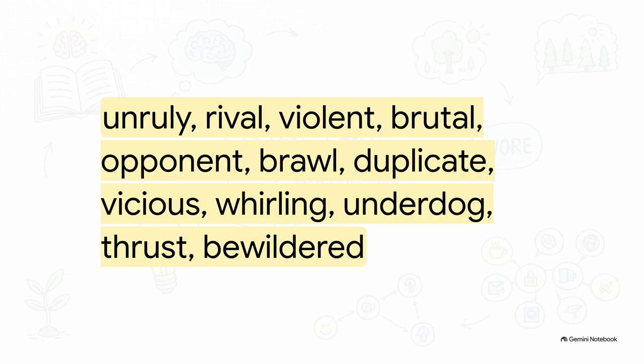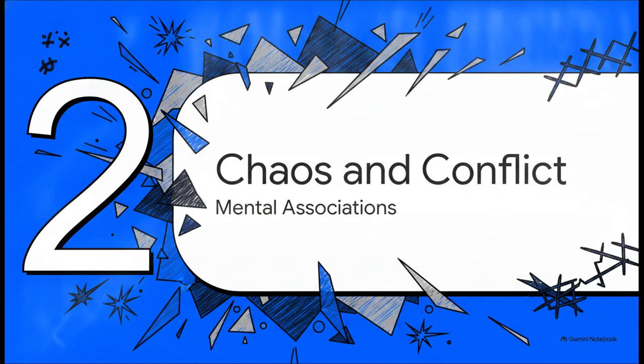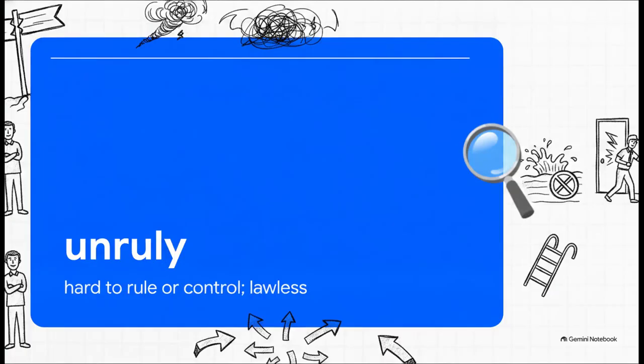I know. It looks completely overwhelming at first glance. It's just a giant wall of text. But don't sweat it. We absolutely aren't going to tackle them all at once. Let's start chunking this down into something a whole lot more manageable. Moving right along to Section 2, words of chaos and conflict. Grouping from mental associations. We can make this list so much easier to digest by chunking together our first theme, which is all about conflict and chaos.